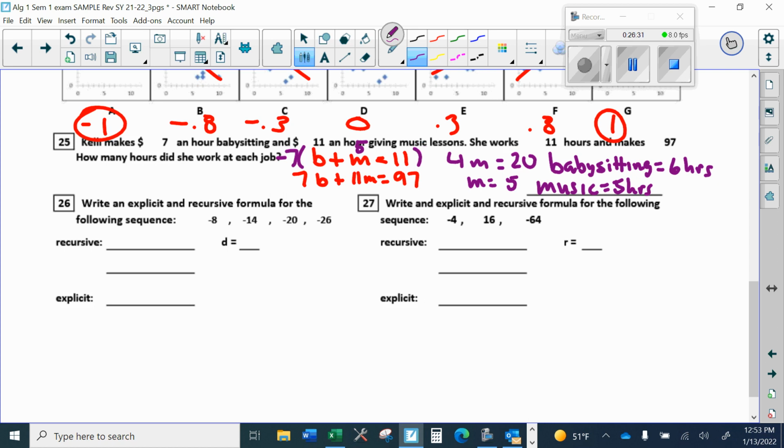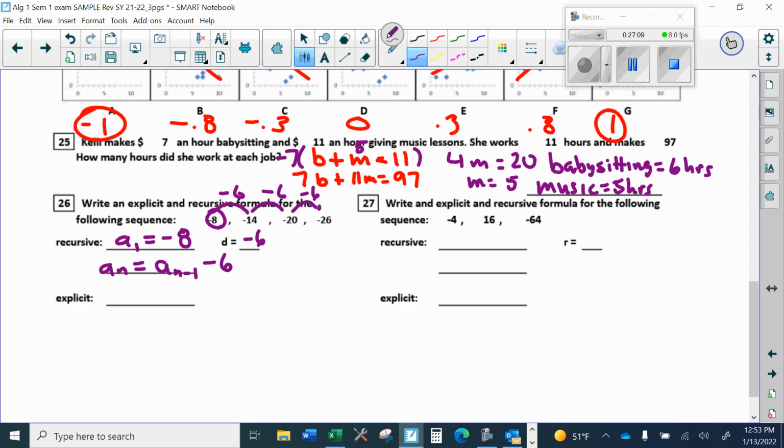All right, write an explicit and recursive formula. Remember, find the following sequence. I gave you a hint already. D for the difference. How do I get from -8 to -14? I'm subtracting 6 each time. So -6. A sub 1 is always the first equation, and that's the first term, -8. A sub n, the current term, equals the previous term, written a sub n minus 1. The previous term is -8, and how do I get to there? I subtract 6 each time.